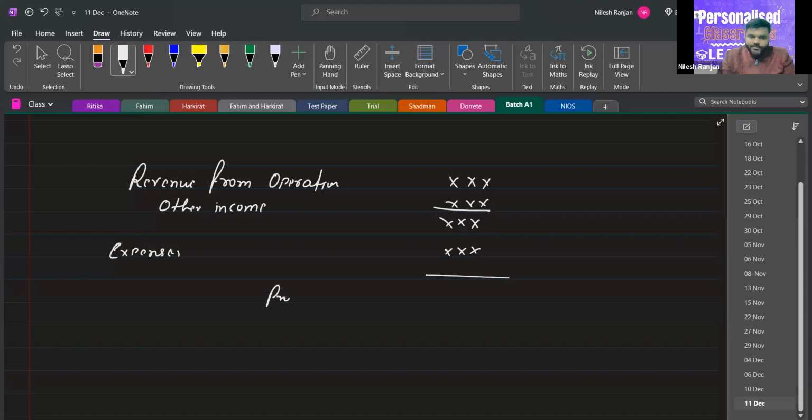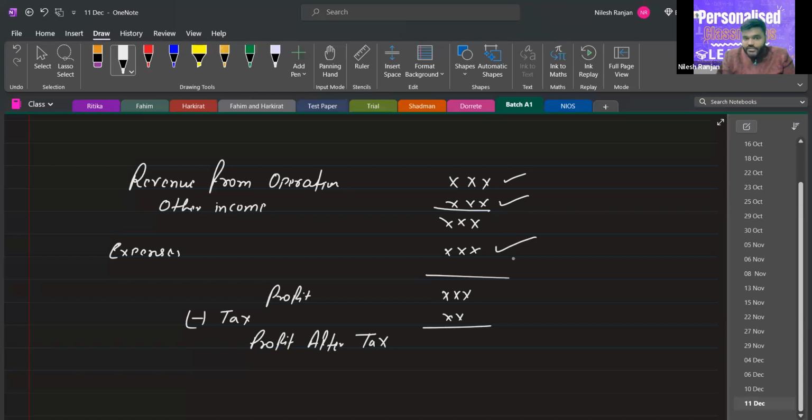Yes. Yes, sir. So this is direct method. Now, in revenue from operation, we will take cash item. In other income, we'll take cash item. In expenses, we'll take only cash expenses, not the credit ones. And tax is also cash payment of tax we will take. And then we will calculate here profit after tax.